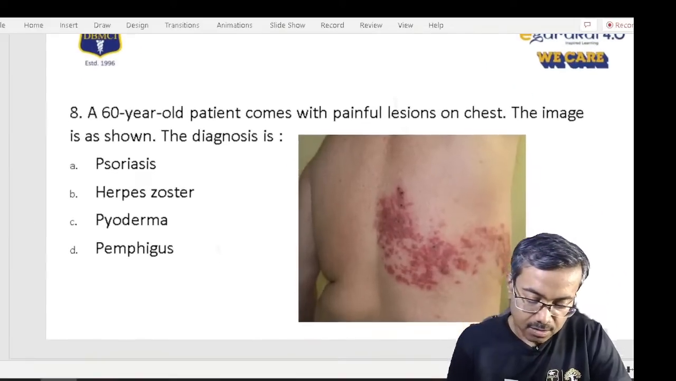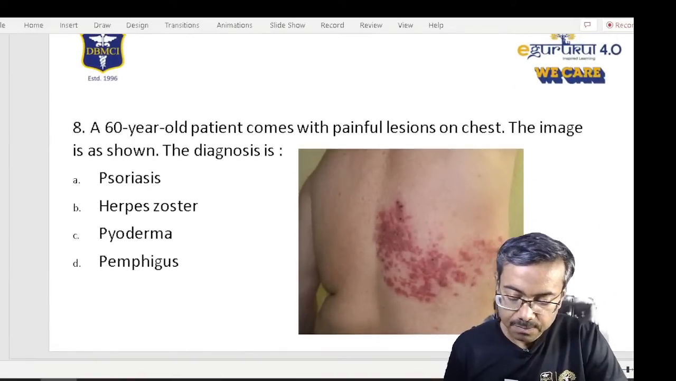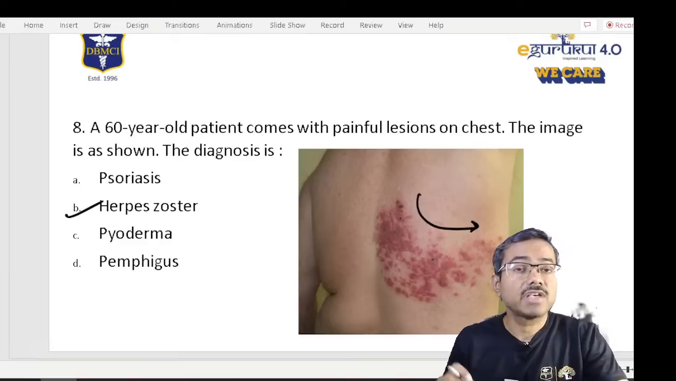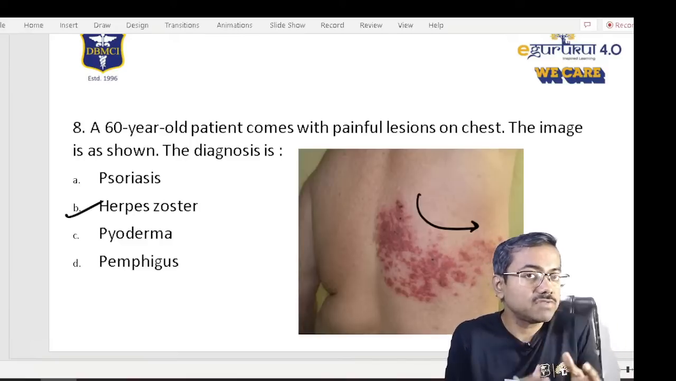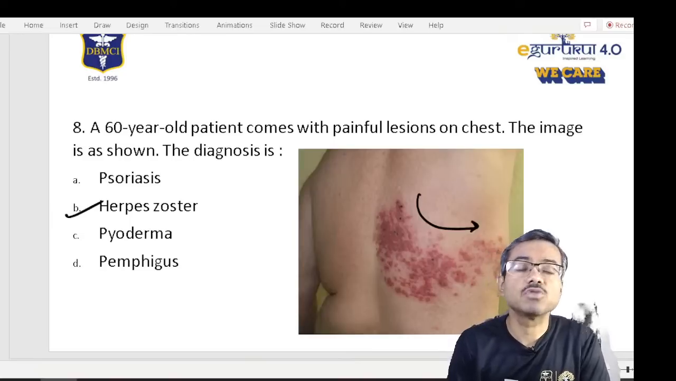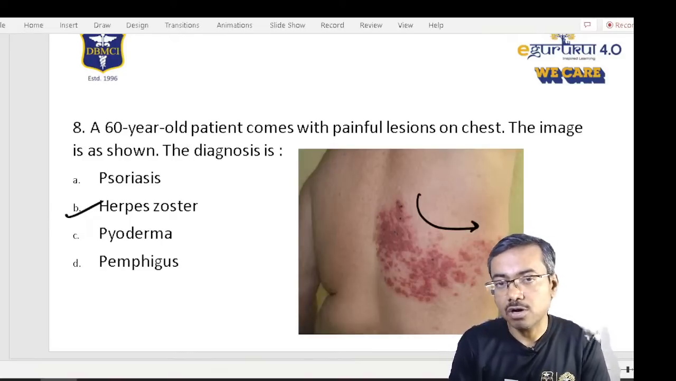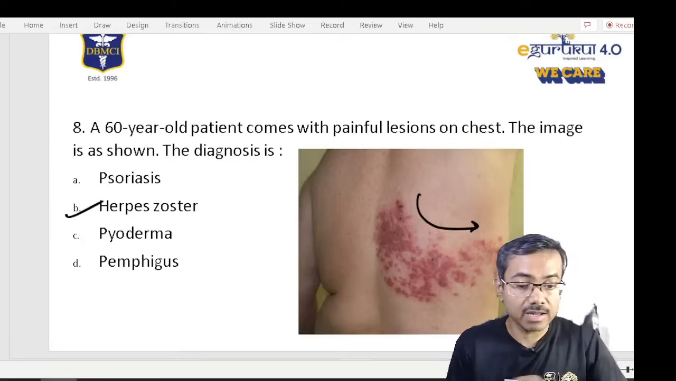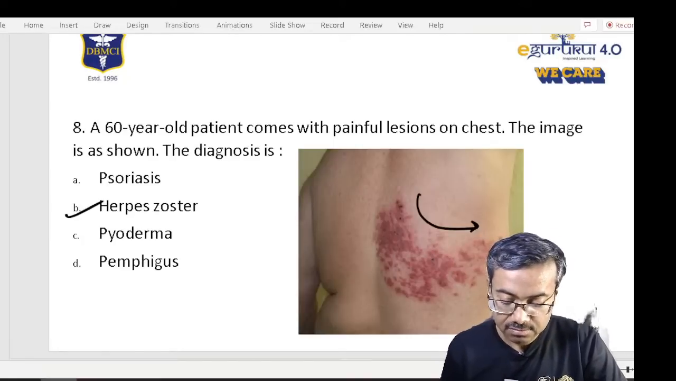Now, eighth, a 60-year-old patient comes with painful lesions. Again, we have done this so many times, no question, we are not even discussing this. Can you see that there is a common trend to these questions? Herpes is so commonly asked, molluscum, sporotrichosis, mycetomas, chromoblastomycosis are so commonly asked, PKDL is very commonly asked, right?